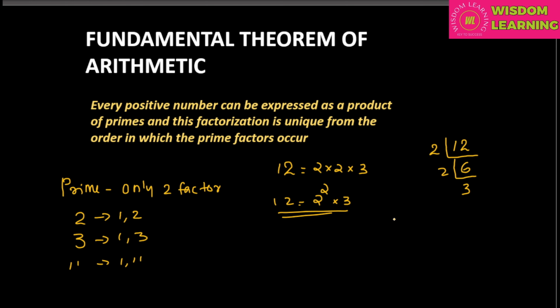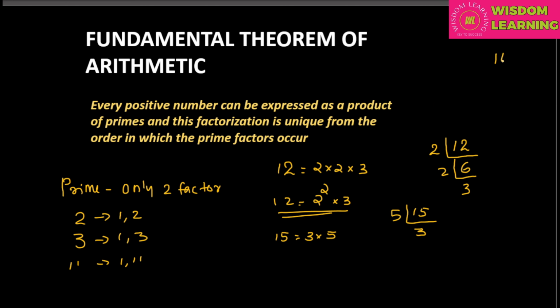One more example we can take is 15. 15 is an odd number and ends with 5, so we can easily divide it by 5. Divided by 5, what do we get? 5 threes are 15. So we can write 15 is equal to 3 into 5.